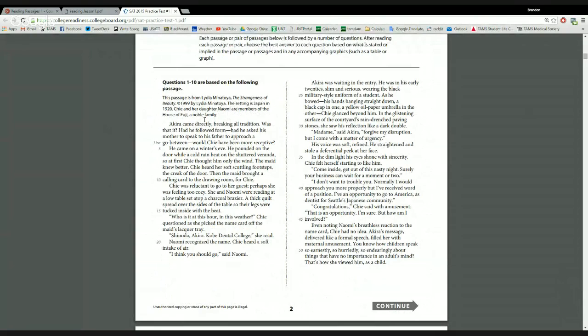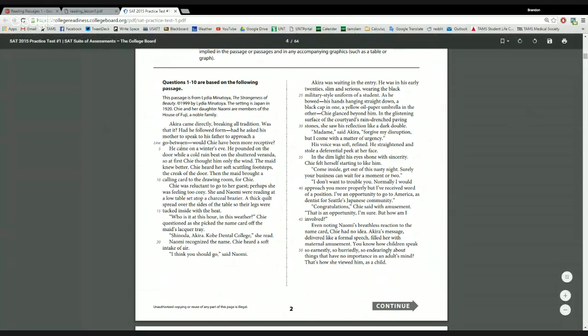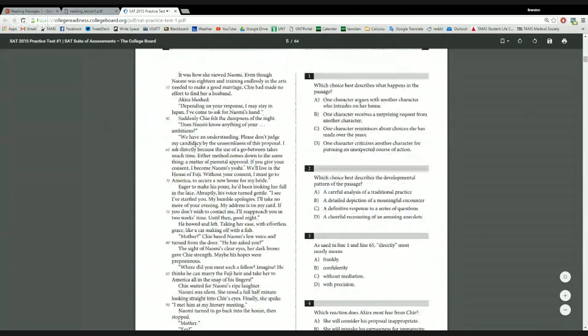He skipped a step. That could possibly be it, because as I mentioned before, a go-between is mentioned in both line 1 and line 65. So I asked directly because of the use of a go-between. Without mediation, meaning he skipped a step. A go-between means skipping a step. So this is the one that most likely seems correct.